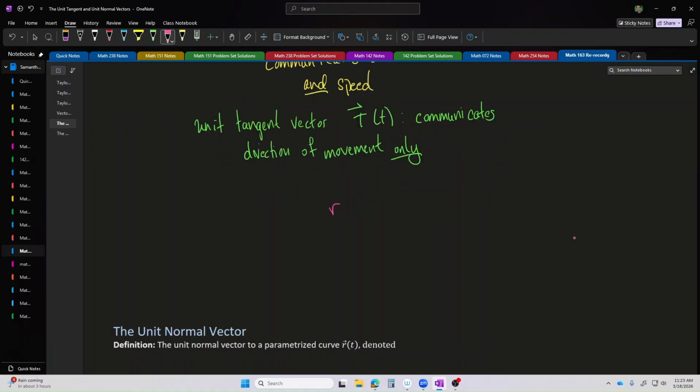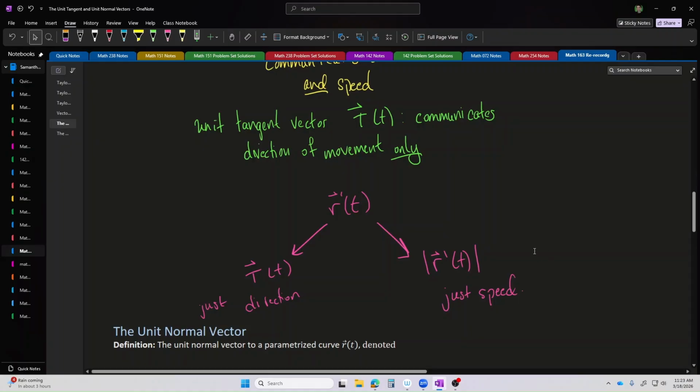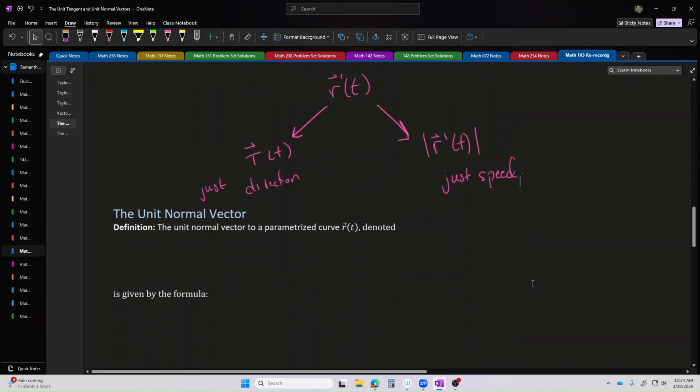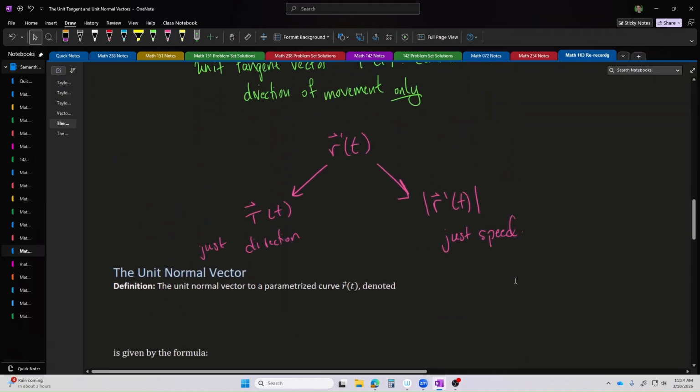The unit tangent vector is essentially a way to take that mixture of those two pieces of information and separate it out. One separate quantity tells you about the object's speed and another separate quantity tells you the direction of the object's movement. The unit tangent vector comes from taking the velocity vector and dividing out the speed. Basically, the unit tangent vector communicates only the object's direction of movement. And then you can separately talk about the speed of the object by looking at the length of the velocity vector.